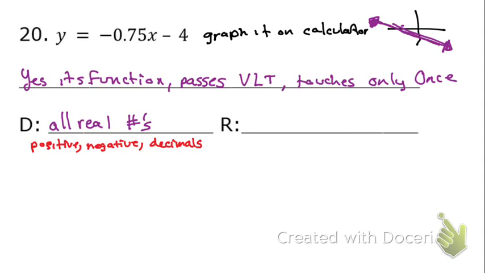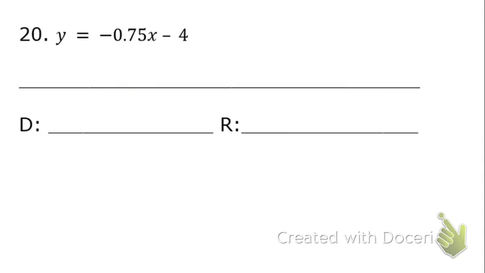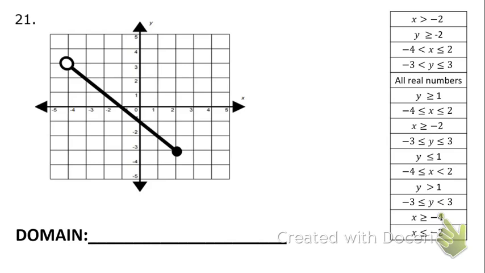Range is the same as well. Again, I cannot measure how high it goes or how low it goes. Oh, and just write the symbol. Remember, it was 2 lines and an R like that. Alright, so now let's get into graphs and finding the domain and range of these problems.